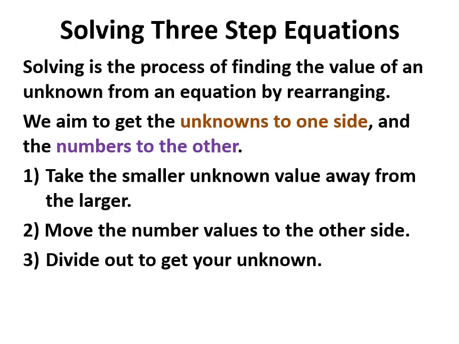It really helps if we do it in this order. We take the smaller unknown value away from the larger one. We move any of the numbers over to the other side, and then we divide out to find our unknown. So let's see how that works in practice.